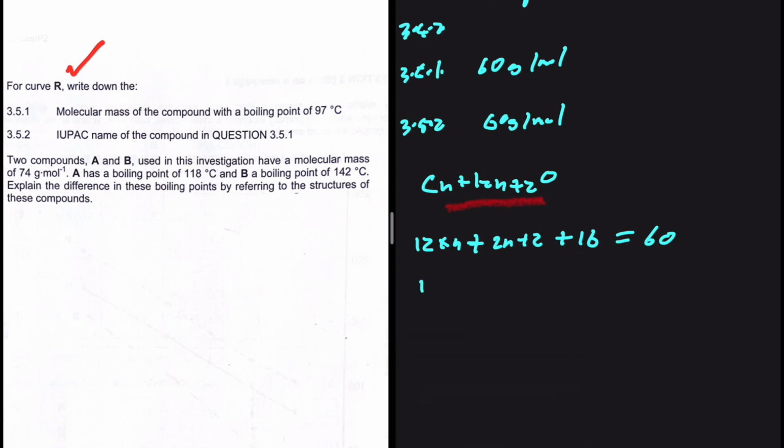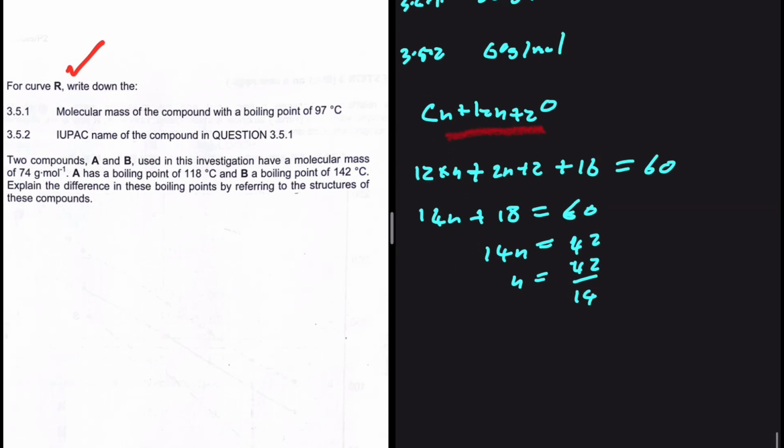So we're going to have 12n plus 2n, that will be 14n. 2 plus 16, that is 18. This is equal to 60. So I have 14n equals 60 minus 18. 60 minus 18 should give us 42. So n is equal to 42 divided by 14. I think this is supposed to be 3. Okay, let me just verify if it is indeed 3. 14 times 3 is 42. So, right, n is equal to 3.